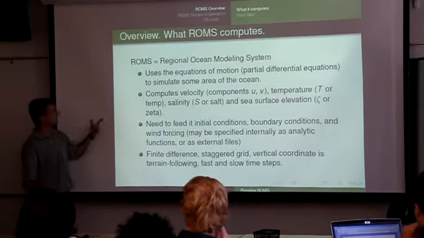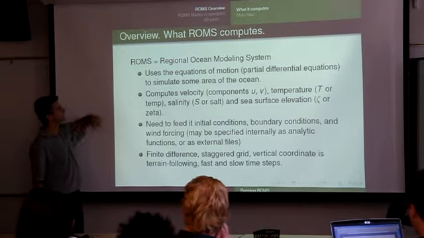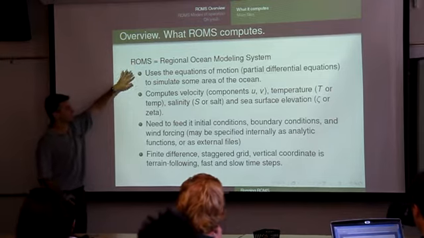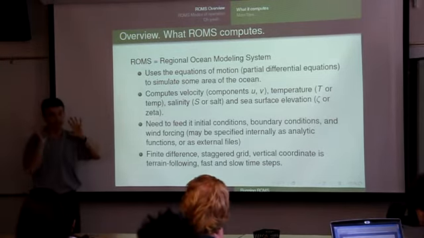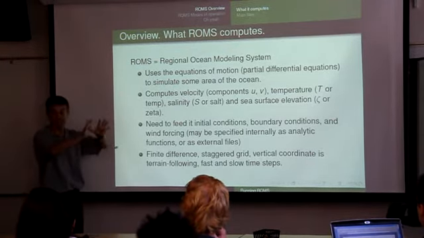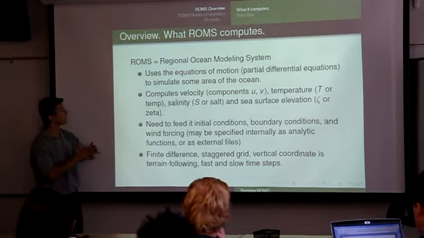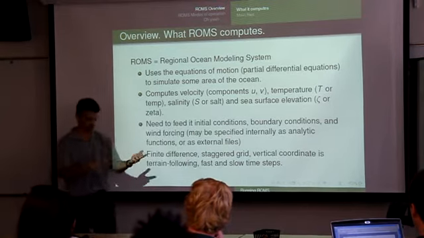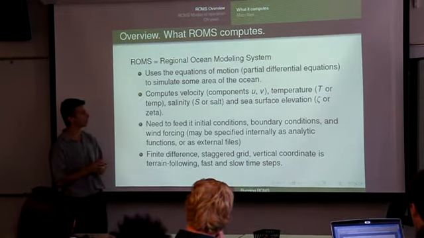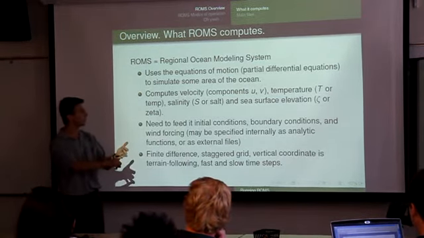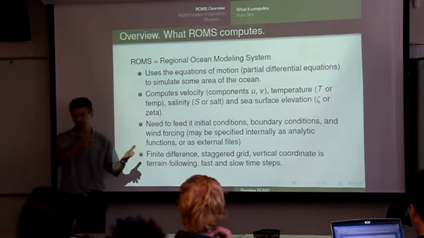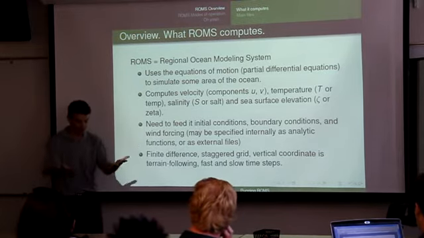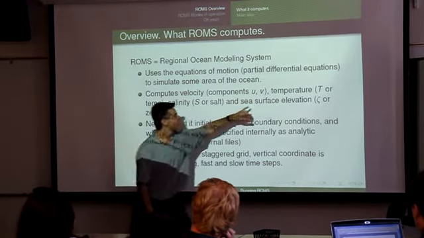Okay, so first some words. It's a regional ocean modeling system. It takes partial differential equations, which I'll show you in a second, but you don't need to know what they are. It models these equations of motion, these dynamics, to simulate the ocean. When I say simulate the ocean, what does it have? It's got velocity, the u and the v, the two components of horizontal velocity. It's got temperature and salinity, because those two together with something called an equation of state give you density. And density of the water with gravity, you get the water sloshing around. And it can model the sea surface elevation.